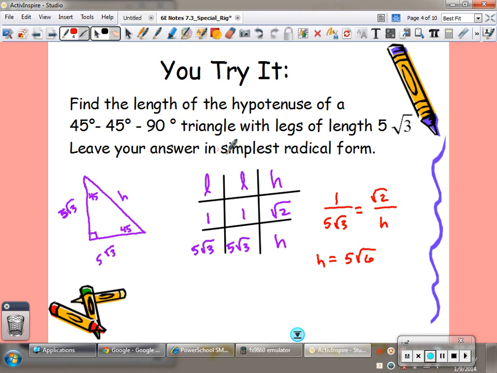It says leave your answer in simplest radical form. If it said round it to the nearest hundredth, then I would actually put this in my calculator and figure out what it was. But because I read the directions, knowing is half the battle. So simplest radical form is the answer. That's it.